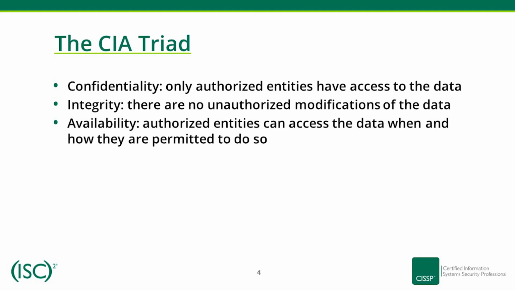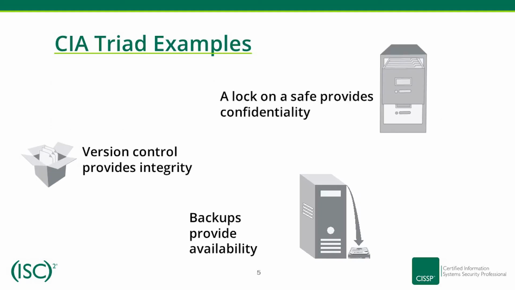The CIA Triad. Confidentiality: only authorized entities have access to the data. Integrity: there are no unauthorized modifications of the data. Availability: authorized entities can access the data when and how they are permitted to do so. CIA Triad examples. A lock on a safe provides confidentiality. Version control provides integrity. Backups provide availability.